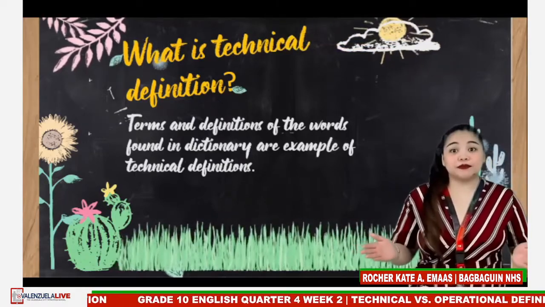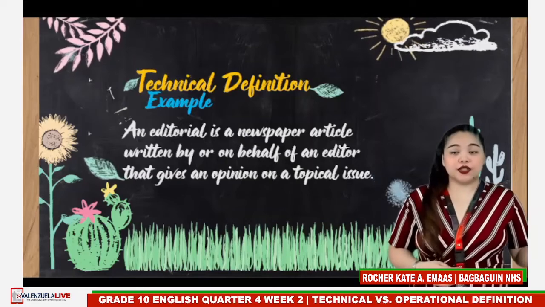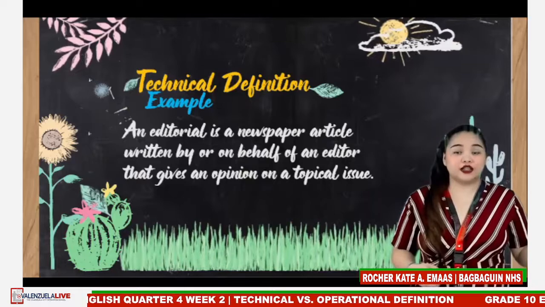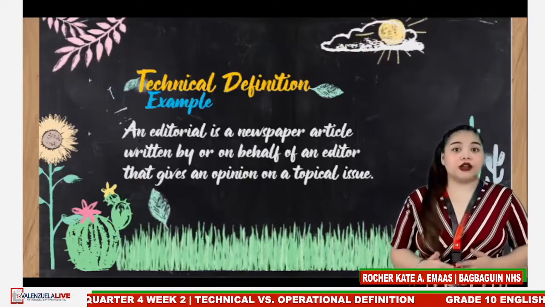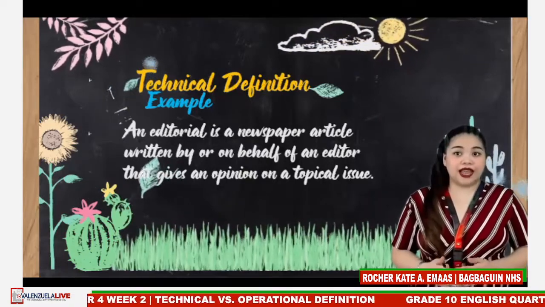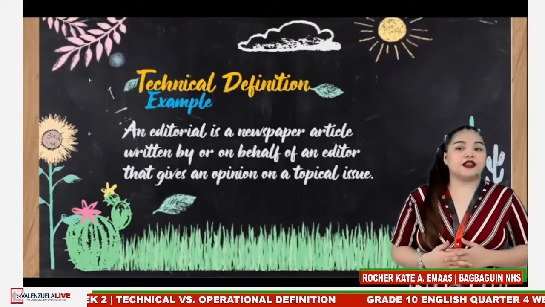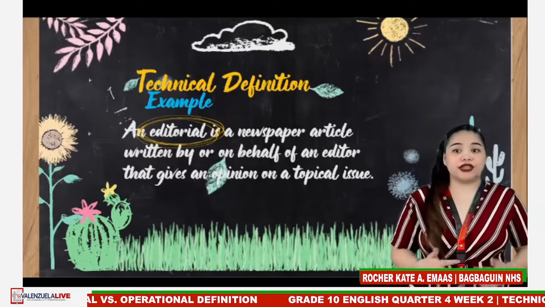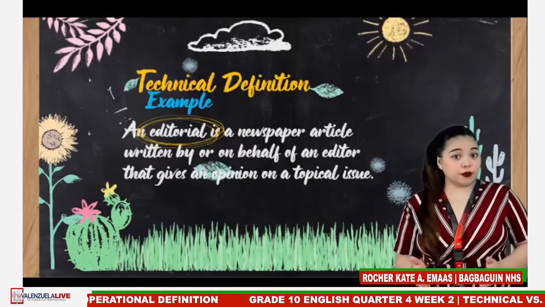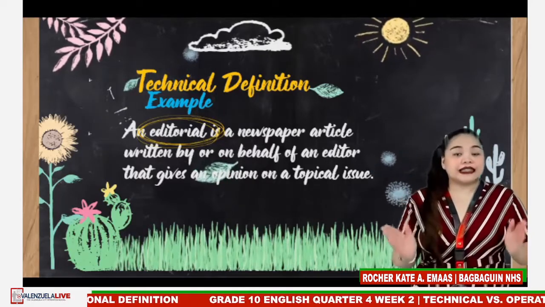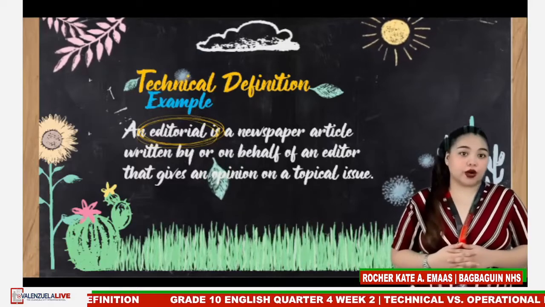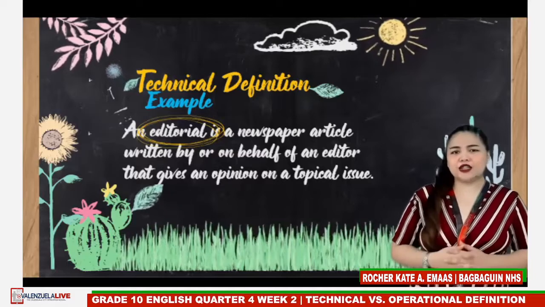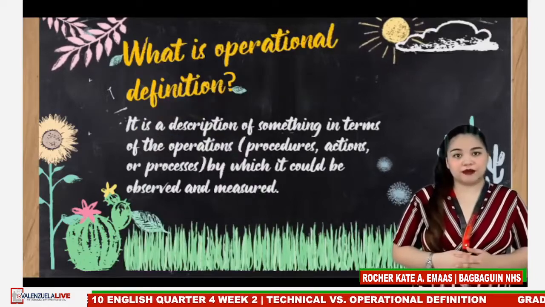For example, an editorial is a newspaper article written by or on behalf of an editor that gives an opinion on a topical issue. In the sentence, we can see that the term editorial is defined in a way that the experts in the field of journalism would do, giving the audience a clear grasp of what editorial means and its purpose. Now let us talk about operational definition.